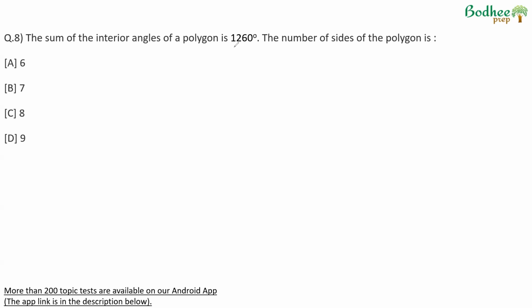Sum of interior angles of a polygon is 1260 degrees. Find the number of sides. The sum of interior angles of an n-sided polygon is simply n minus 2 into 180. For a triangle, it is 3 minus 2, 180. For a quadrilateral, it is 4 minus 2 into 180, and so on.